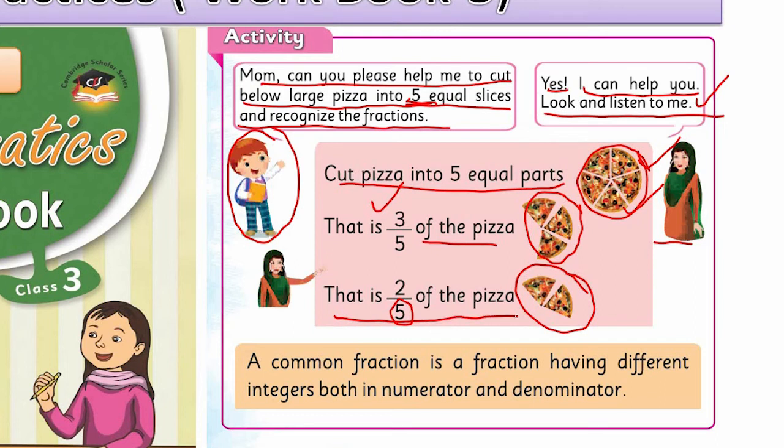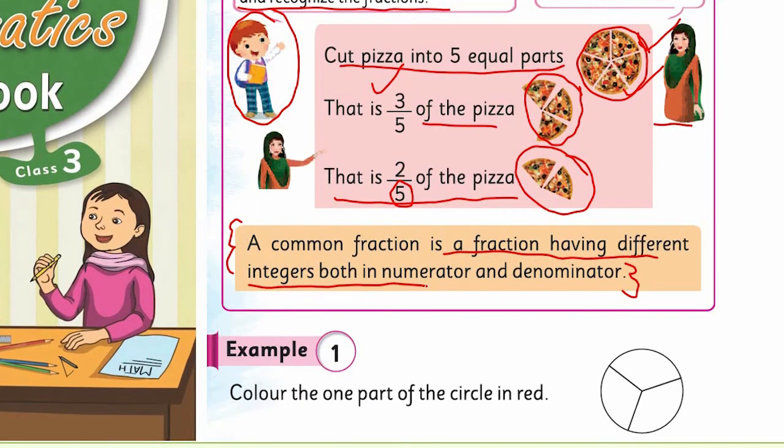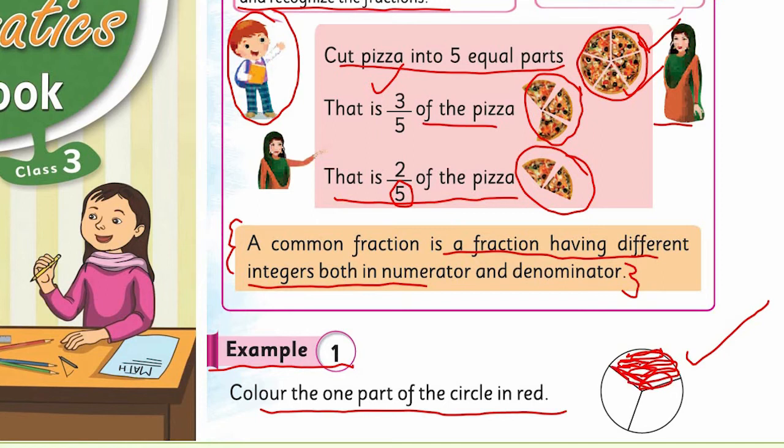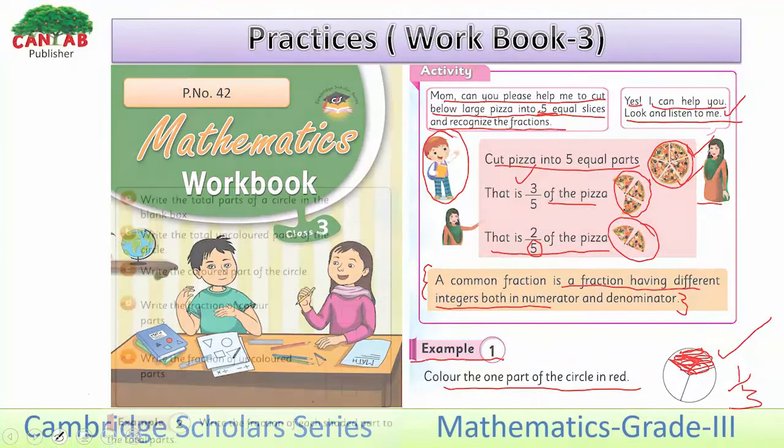You should remember and memorize this definition. A common fraction is a fraction having different integers both in numerator and denominator. Students, complete example number 1. Color the one part of the circle in red. There are 3 parts in all. So you have to color only one part of this circle. So color it. So this is 1 over 3.